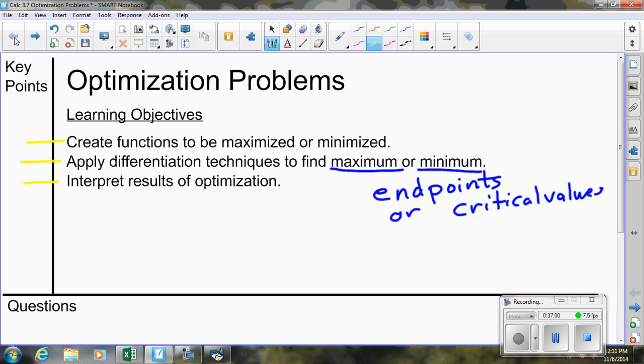So finally, create the function, take the derivative and get your absolute maximum or minimum, and write up a sentence that says, here's what this means.